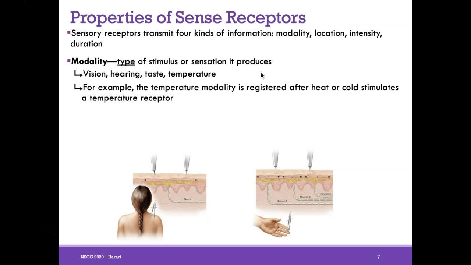Modality refers to the type of stimulus that a sense receptor receives, or the type of stimulus that a sense produces. So what this means is the modality could be the temperature modality, which means this is a type of receptor that can produce a signal in response to temperature. So it's like, what kind of mode is it? If a sense receptor is in your retina, that means it responds to vision. The modality is vision. Hearing is another type of sensory modality.